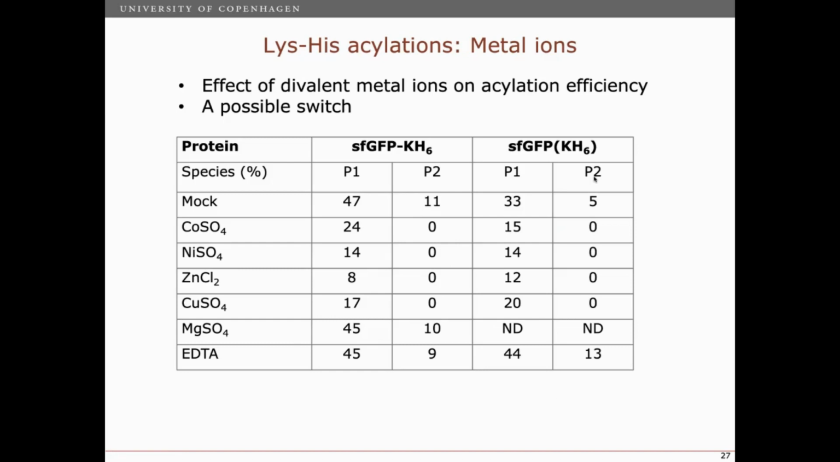Good. Now, as you will recall, his tags bind to metal ions, and that's what's used in metal ion affinity pull down. So could we use metal ions in this process? First of all, would it be compatible with metal ions? Secondly, could we maybe turn off and on the effect so that under some conditions we acylate and under others we don't? And so here you can see that it is compatible with magnesium ions, which is good.